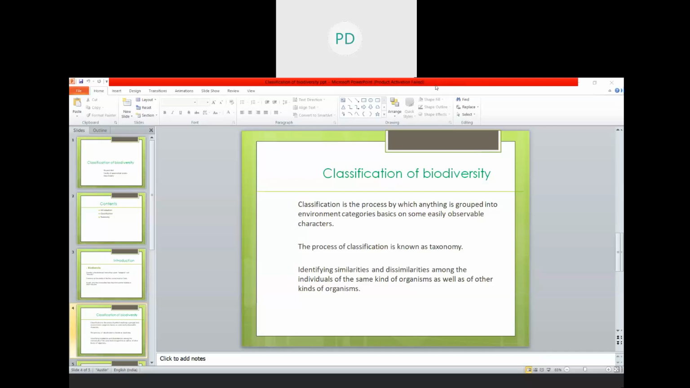Classification is the process by which anything is grouped into categories based on some easily observable characters. The technical term for these categories is taxa, based on which all living organisms can be classified into different taxa. The process of classification is known as taxonomy. External and internal structure, along with the structure of the cell, development process, and ecological information of organisms, are the basics of taxonomy.